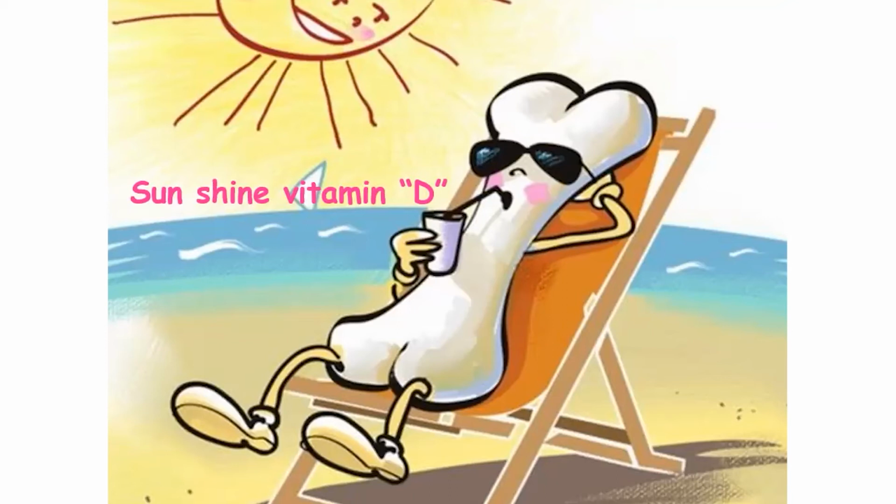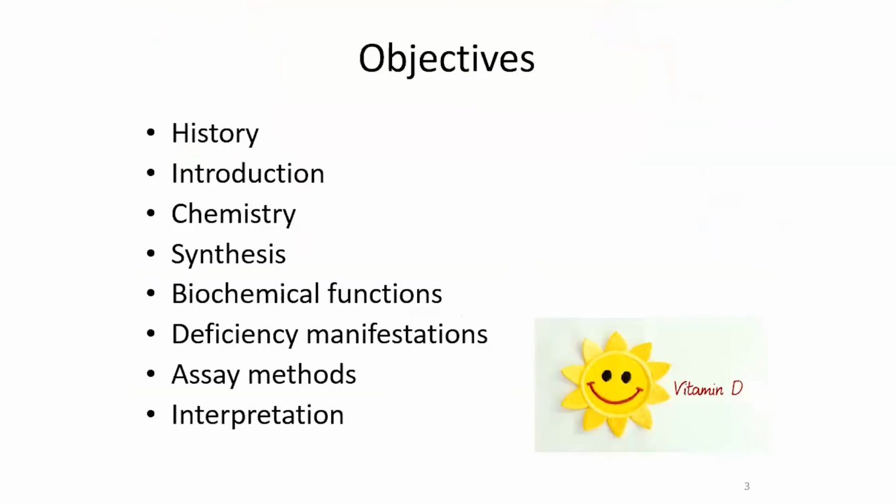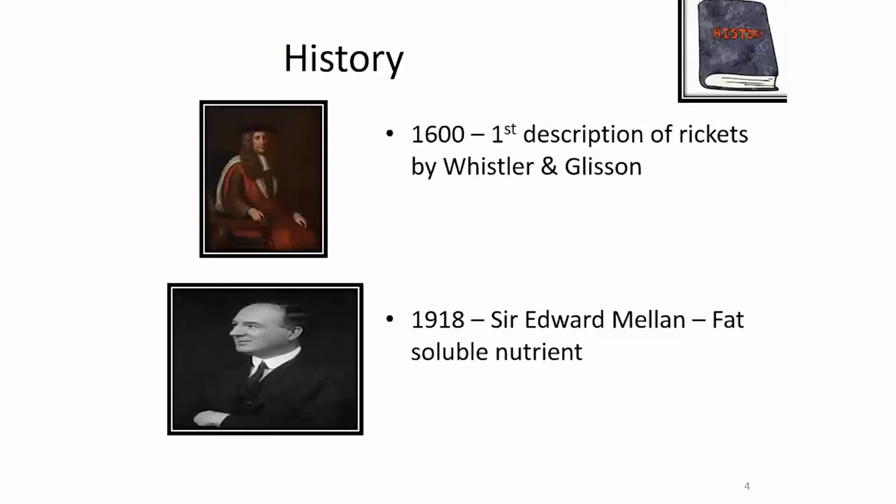As we all know, vitamin D is a sunshine vitamin, because whenever we get exposed to sun rays, it is very important for us to synthesize vitamin D. My objectives for today's session are history, introduction, chemistry, its synthesis, biochemical functions, a little bit about the deficiency manifestations, and a little bit about assay methods and its interpretation.